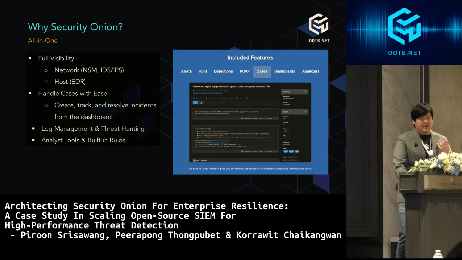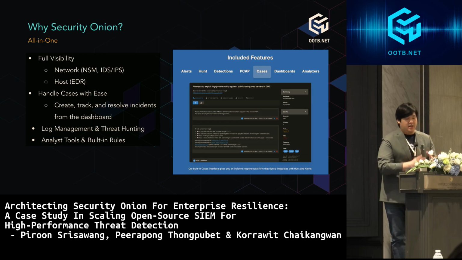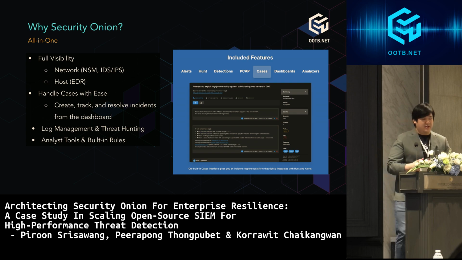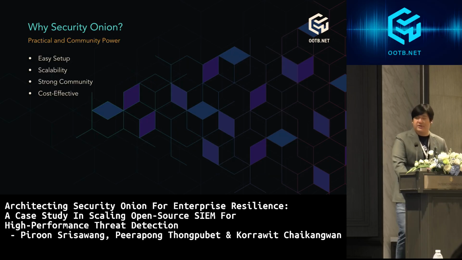Another part of the all-in-one strength is case management. Security Onion allows analysts to create, tag, and resolve incidents directly in the dashboard. Instead of switching between different systems for alerts, tickets, and investigation, everything is in one place. This makes the workflow much smoother. For example, when we detect an alert, we can immediately escalate it into a case, assign it to a team member, and tag it until closure. This built-in capability makes a big difference in day-to-day security operations.